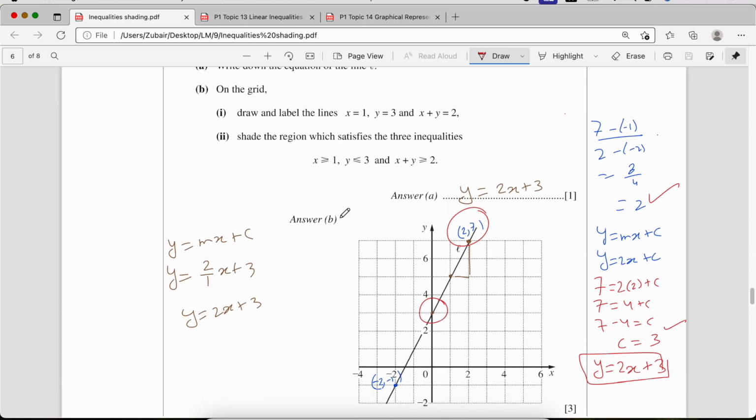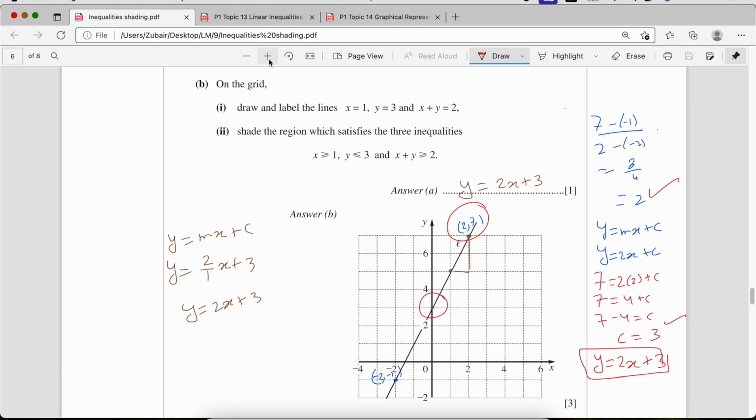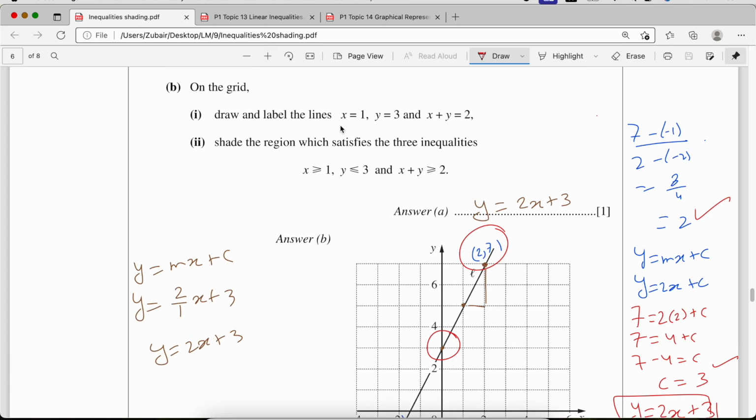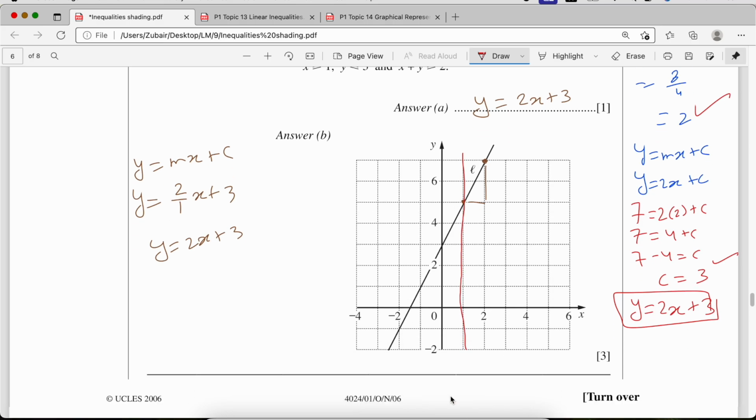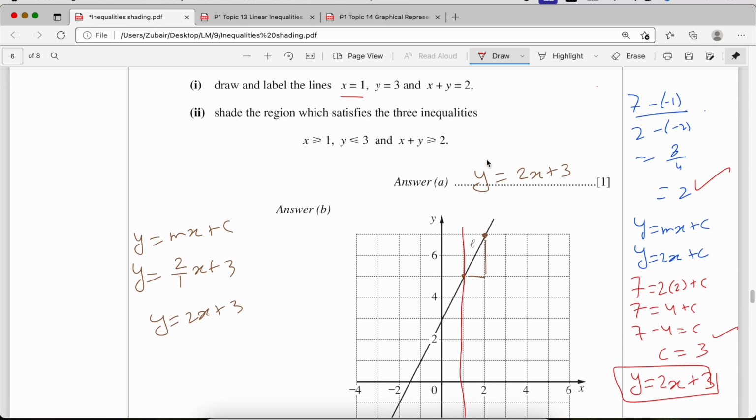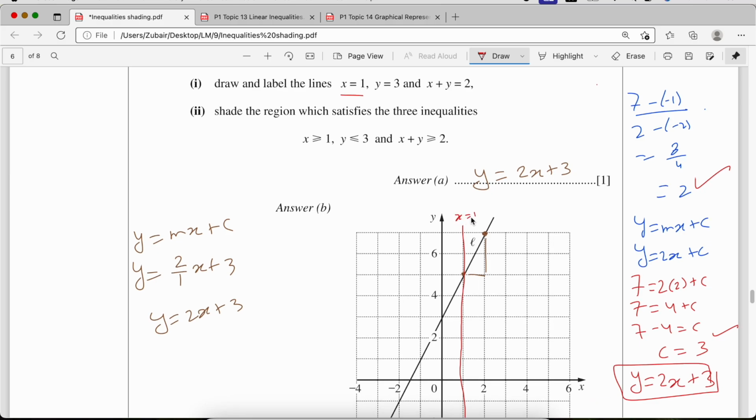B part says on the grid draw and label the line x equals 1. x equals 1 is a vertical line where x is constant. Let me remove that. So this is x equals 1. Second line is labeling it for myself. This is y equals 3 and that should be a horizontal line. y equals 3 is this line.